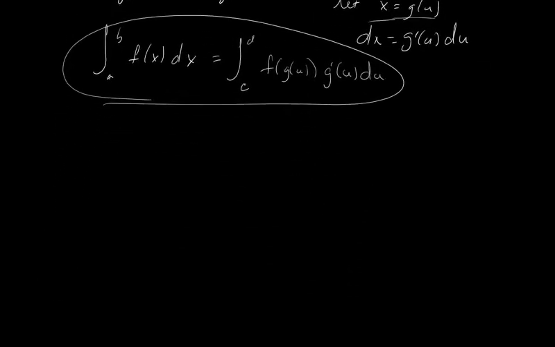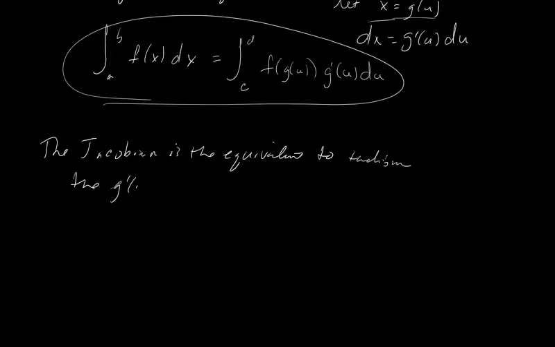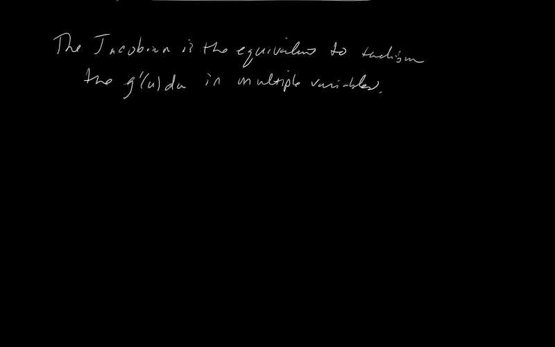Now, the Jacobian is going to be the equivalent to this process in multiple variables. So the Jacobian is the equivalent to tacking on the g prime of u du in multiple variables. Okay. All right, so let me go ahead and give you the definition of the Jacobian.